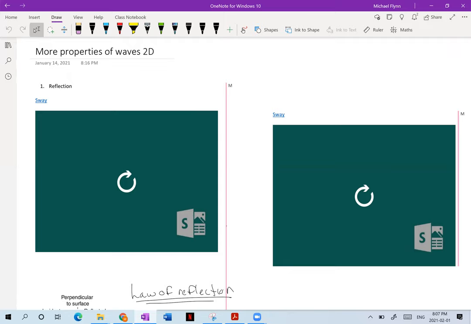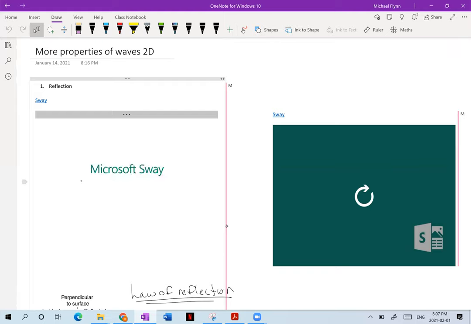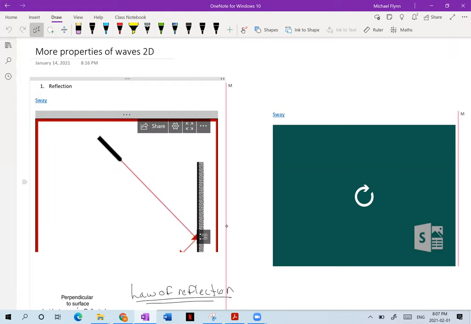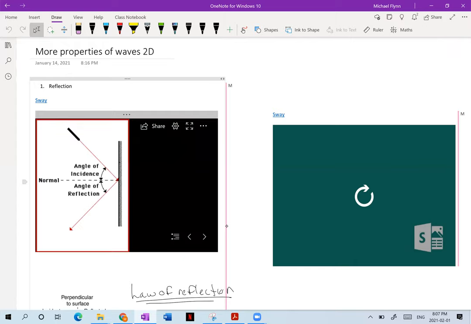We just talked about reflection, right? We've seen how waves bounce off hard and soft boundaries. So let's take a look at how water waves might do that, or in this case, a ray of light. Okay, so look, here's the deal. When a ray of light hits a mirror, it bounces off in such a way that the angle of incidence equals the angle of reflection. This is a famous principle, okay? Waves do it too. We call it the law of reflection.